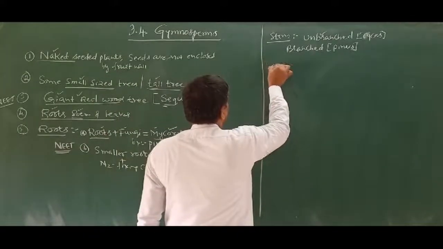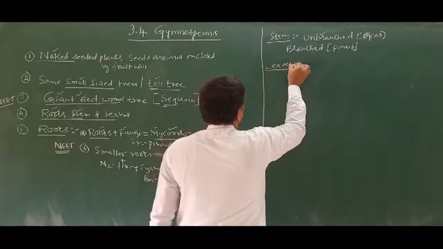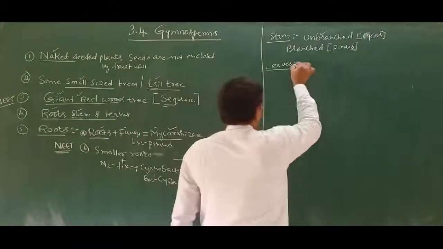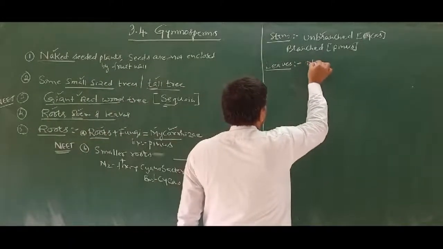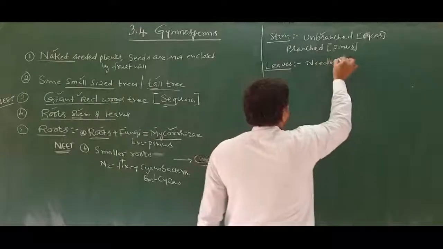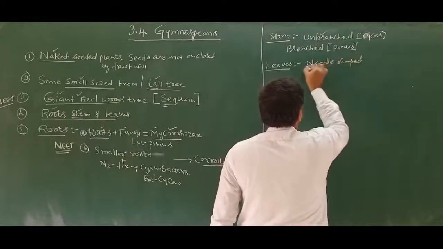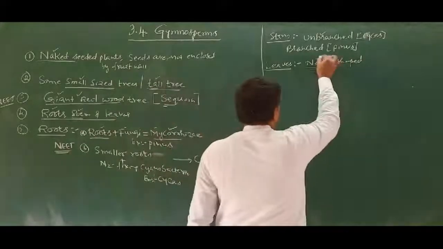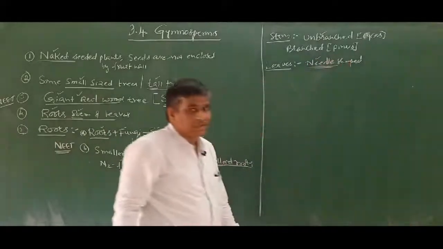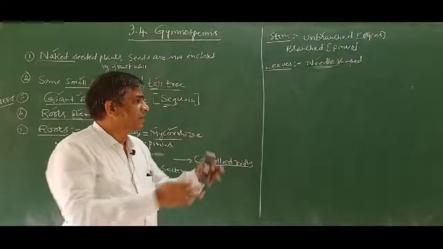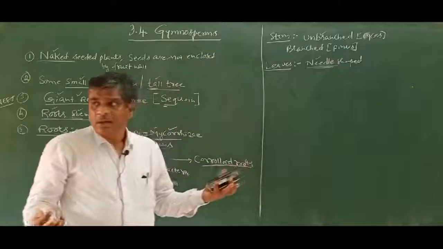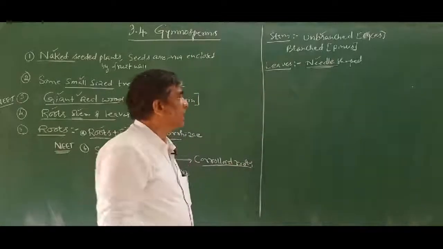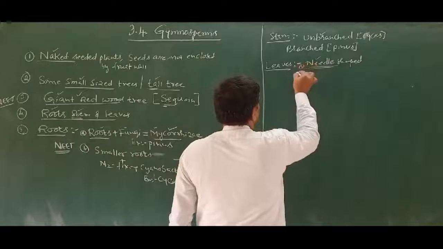And when we come to the leaves, in these plants, some plants have needle-shaped leaves. What is the use of these needle-shaped leaves? It reduces water loss. The plant reduces the water loss when the leaves are needle-like. If the leaves are broader, more stomata are present and excess loss of water takes place. To avoid that, these plants have needle-shaped leaves. So this is one speciality in the leaves.